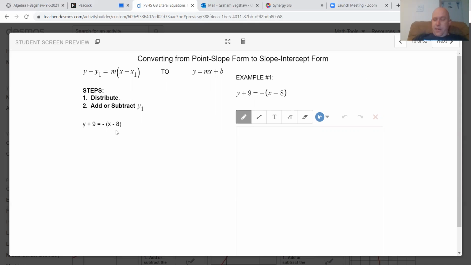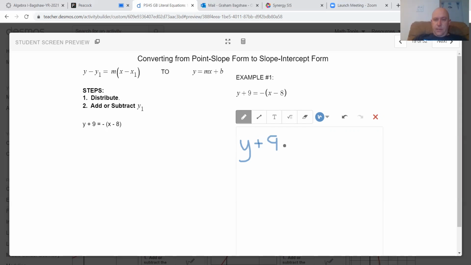So for these questions here, we've actually already put them in slope-intercept form. So all we're going to do is just do those last couple of steps. As the question's already written here, I'm not going to rewrite this question out. I'm just going to do that next step. So step 1 says distribute.